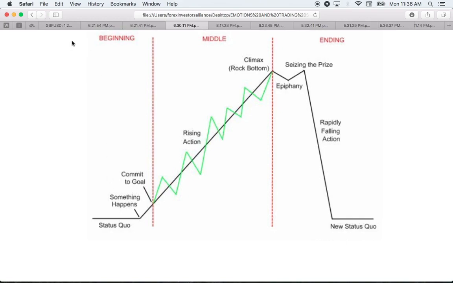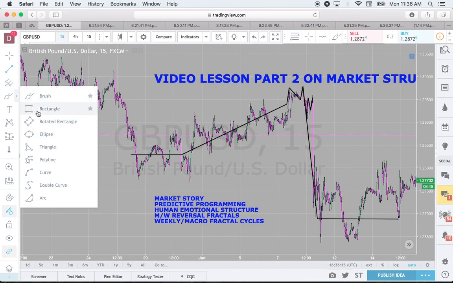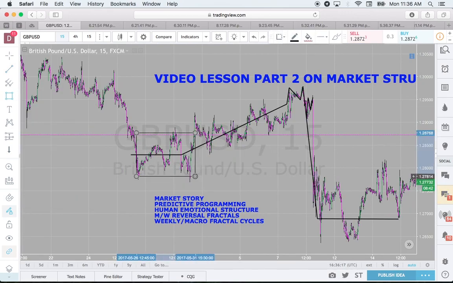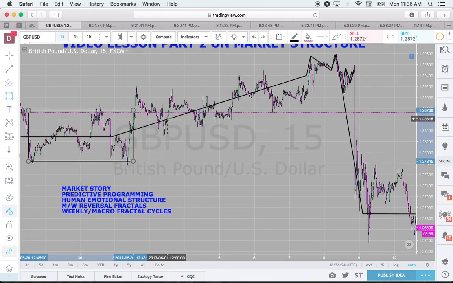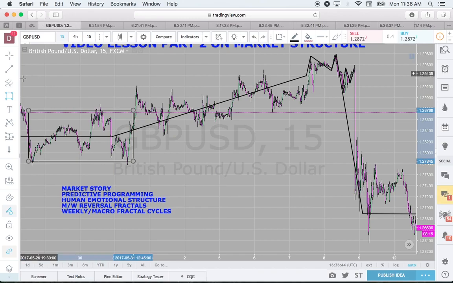We have the status quo, GBP USD, the status quo or the consolidation. Then what do we have? The consolidation or the pump movement upwards. The rising action, committing to the goal, and then that's basically the middle, the entire pumping.